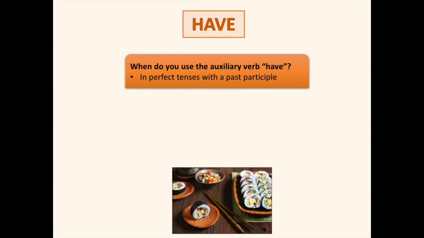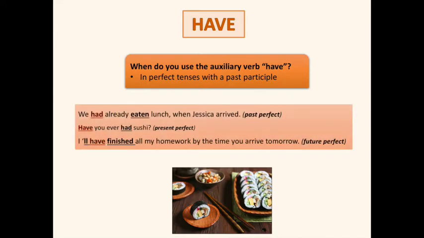When do you use the auxiliary verb have? Have is used in perfect tenses with a past participle of the main verb. So normally, the auxiliary verb have comes directly before the past participle, but sometimes they are separated by an adverb, like already. We had already eaten. Or when you have a question, have you ever had sushi?